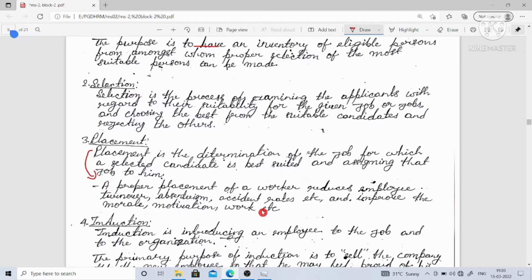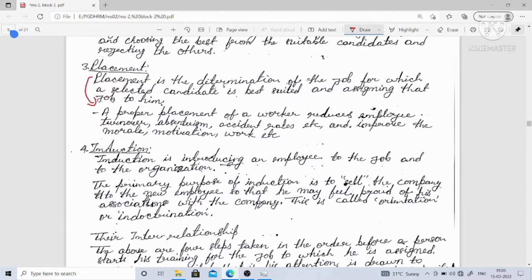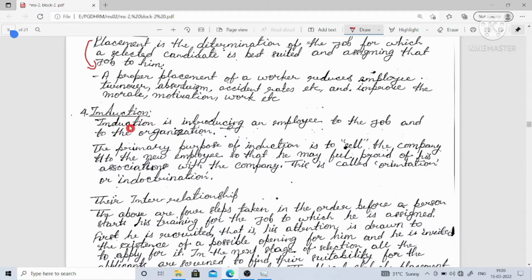Next given here, induction. Induction is introducing an employee to the job and to the organization. It means whatever aspects or information related to the job and organization are provided to the employee in induction. The primary purpose of induction is to sell the company to the new employee so that he may feel proud of his association with the company.